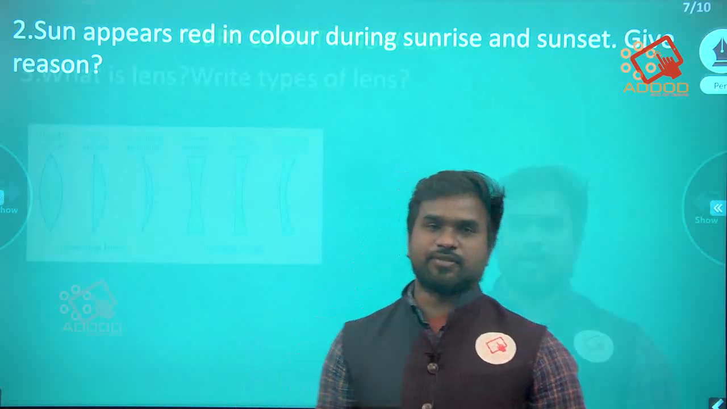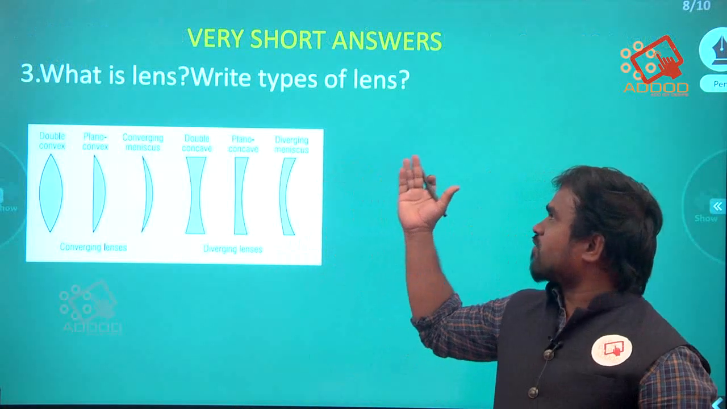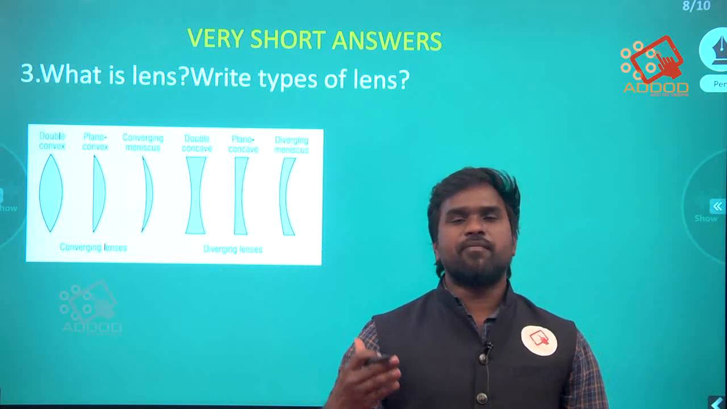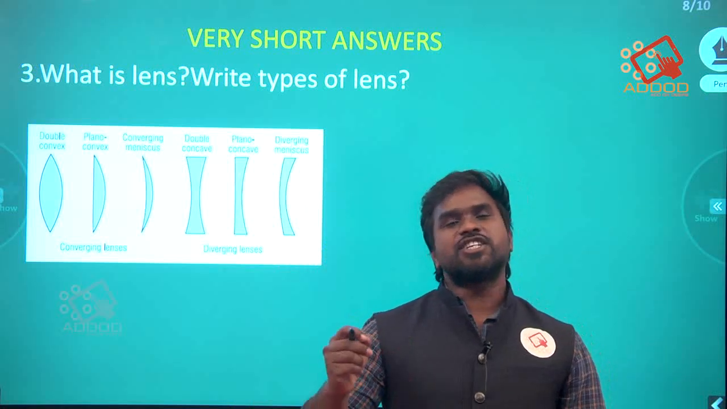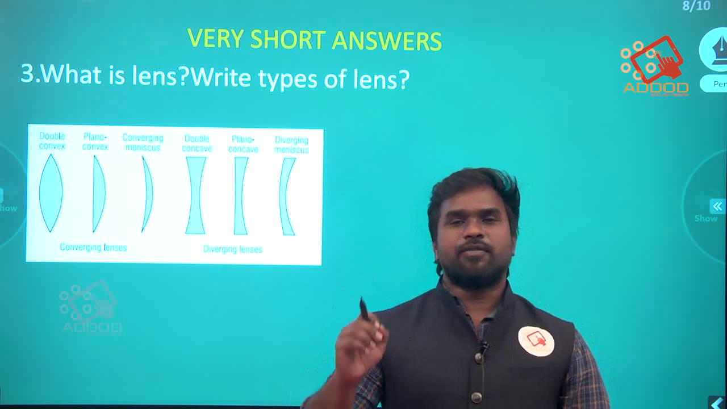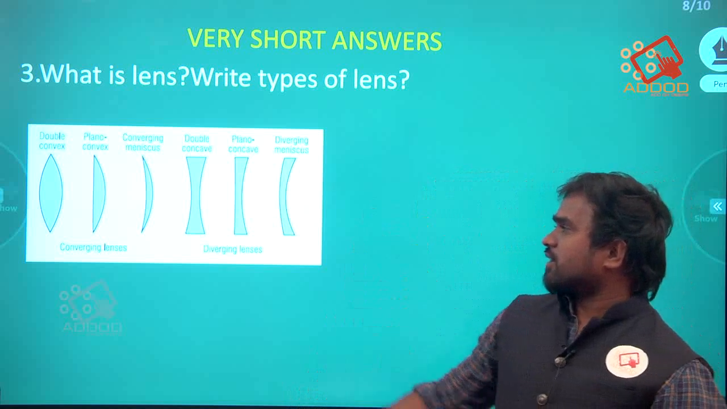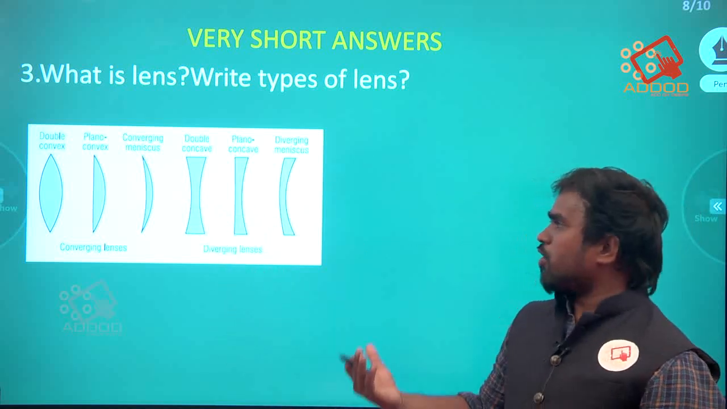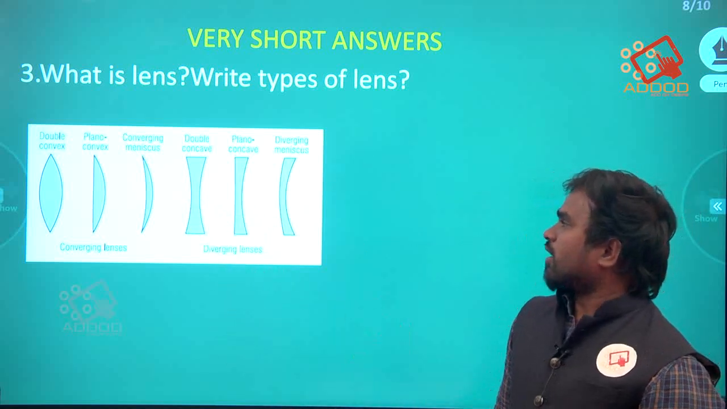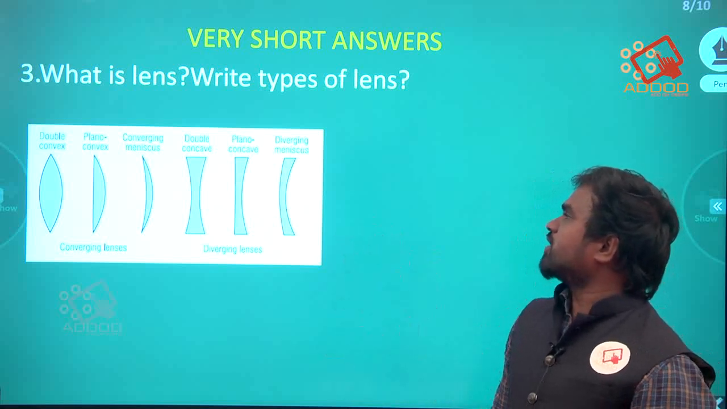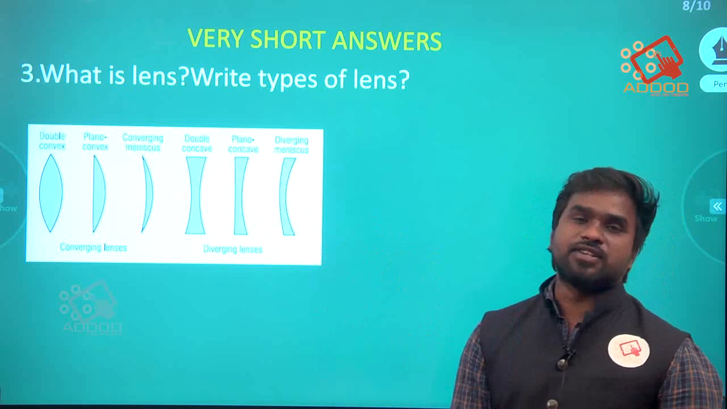Next question. What is a lens? Write the types of lens. A lens is made up of transparent material with at least one curved surface. There are many types of lenses. The first ones are double convex and plano convex; these are all converging lenses. Double concave and plano concave are diverging lenses.